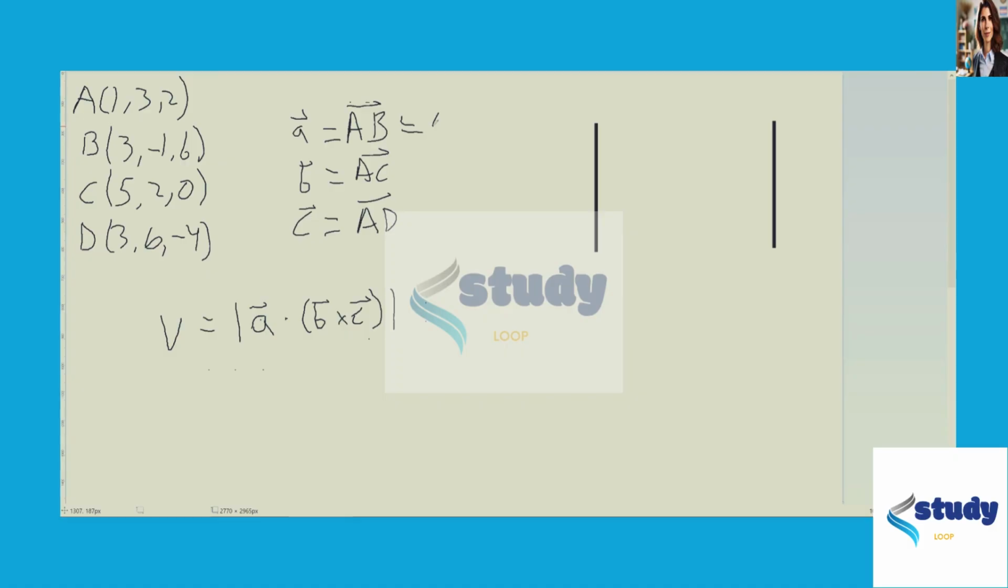So AB is just B minus A: 3 minus 1, negative 1 minus 3, 6 minus 2. AC is C minus A, that's 5 minus 1, 2 minus 3, and 0 minus 2. And AD is 3 minus 1, 6 minus 3, negative 4 minus 2.